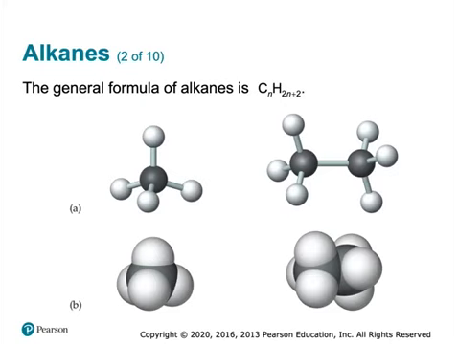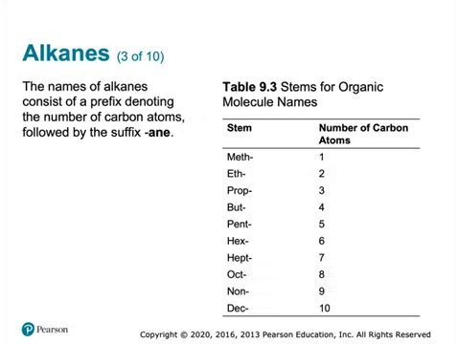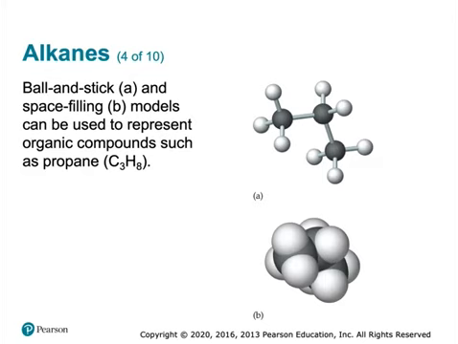The general formula for all alkanes, at least not the cyclic ones, since the cyclic ones would break this, is C to some number n, H to twice that number plus two. So this fits all alkanes with the exception of cyclic alkanes. For naming them, we use a root word for the number and then everything else. So methane is 1, ethane is 2, propane 3, butane 4, pentane 5, hexane 6, heptane 7, octane 8, nonane 9, decane 10. And here are ball and stick models.